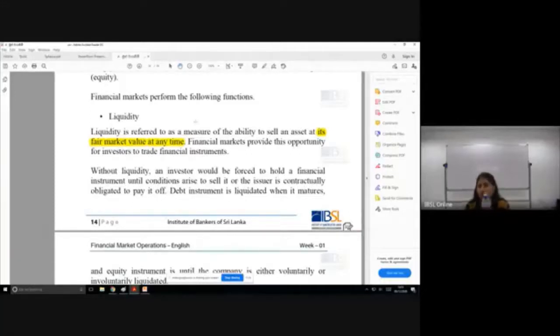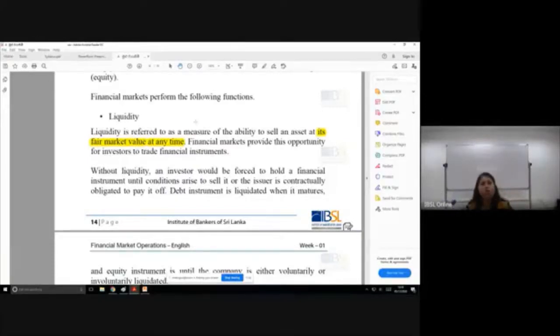What if I go to a market and that market doesn't have many buyers for this? If there are only a few buyers, let's say only one buyer is available, that buyer will say, look here, I'm the only one to buy. You give it to me at 20 rupees. So that is not a fair market value.